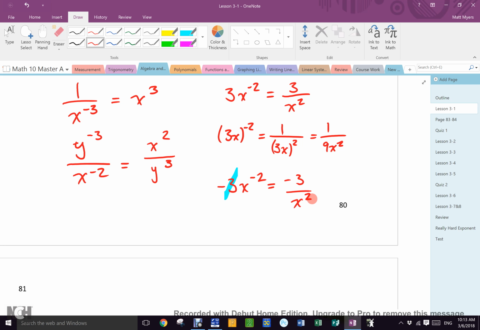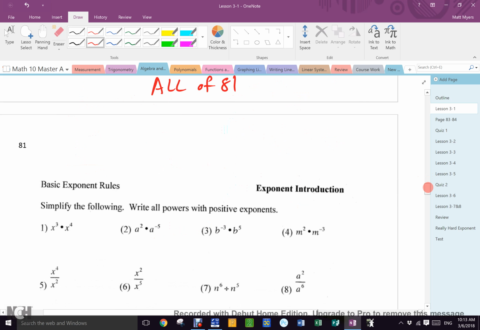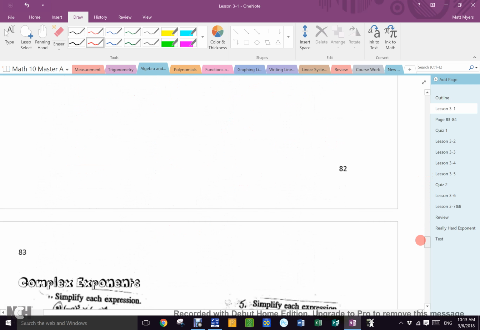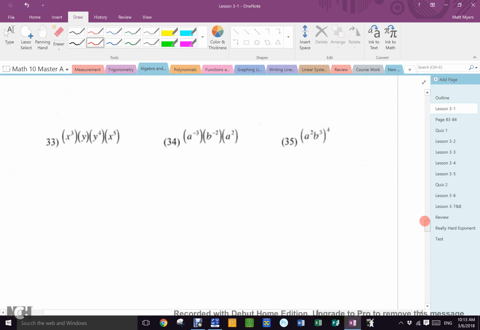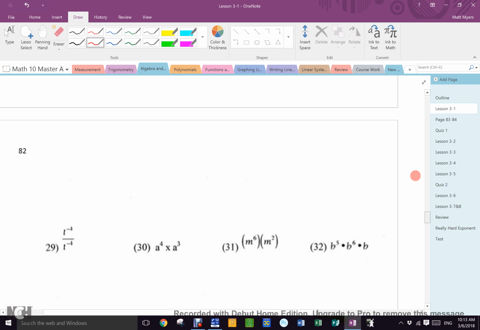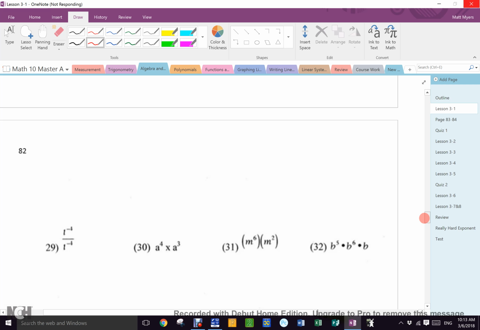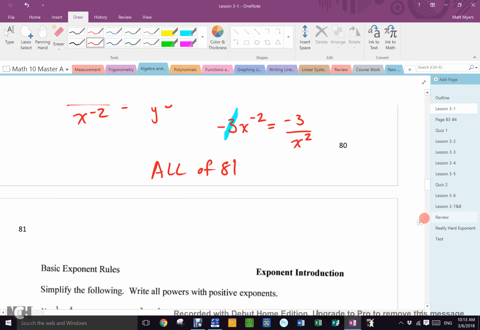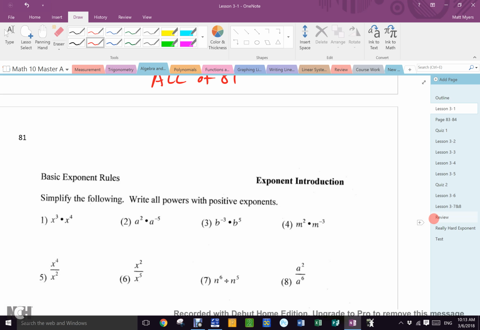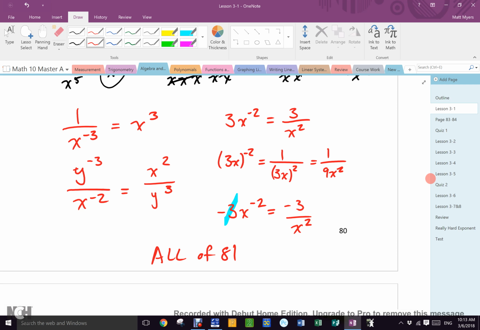And if you look in your book, the next 2 pages are exponent practice. You are going to do all of 81, and you are going to do the circled questions, all of 81 and 82, I lie, and the circled questions on 83 and 84. I think it might only be 83. 83 and 84, just the circled questions. Everybody cool?